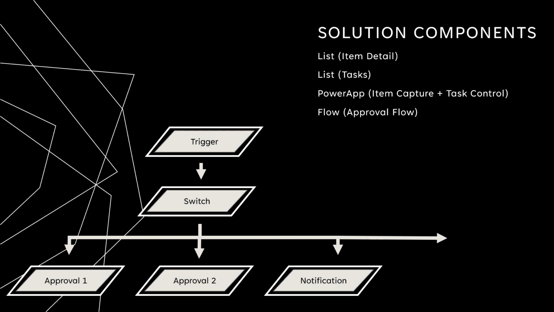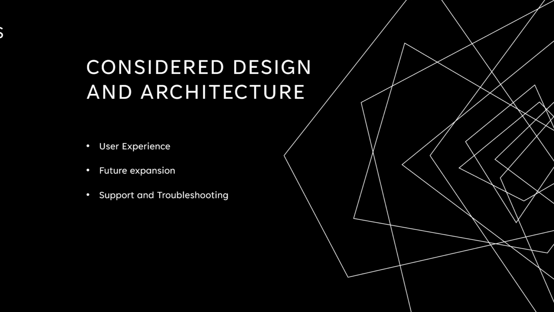Our solution components then are still exactly the same. We still have our list for item detail. We have our list of tasks, which acts as our audit. We have our Power App, which is doing our item capture and task control. And we have our flow for the approvals. And that covers everything. So when we have more requirements, it is a lot easier to maintain moving forward and add additional solutions to it.